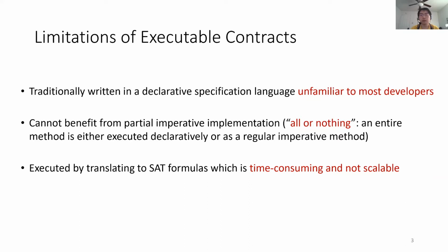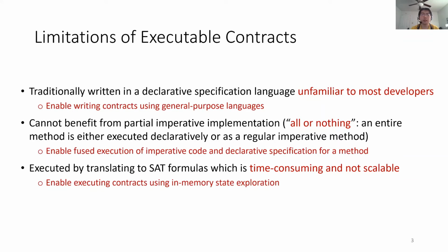In this work, we try to address these limitations by exploring the possibility of fusing imperative and declarative styles for writing contracts. So specifically, we enable writing contracts using general-purpose languages. We enable fused execution of imperative code and declarative specifications for a method. And we also enable executing contracts using in-memory states exploration.